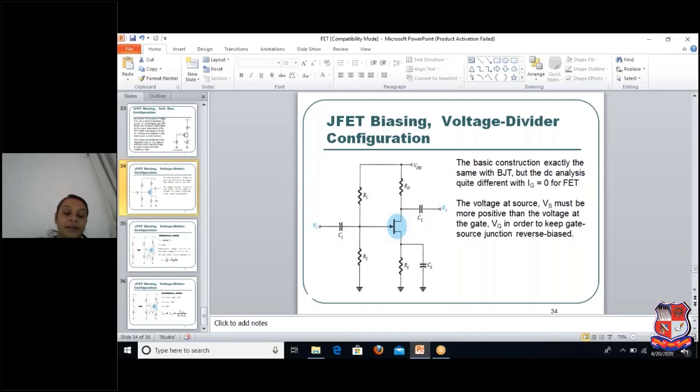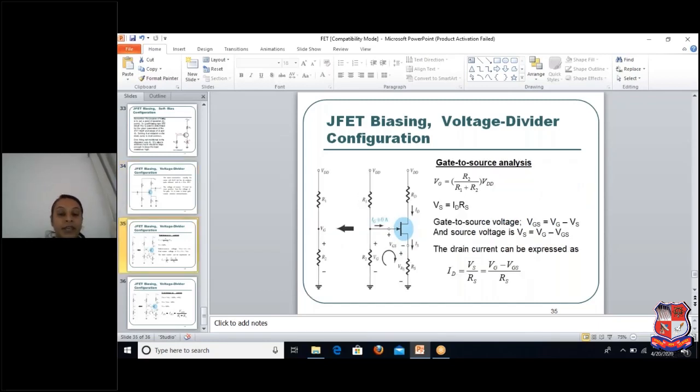Okay, here your input will be given to the first coupling capacitor and then goes to the base. Okay, so for that, what is the analysis? In the analysis, your gate voltage is across the RS. So your point becomes R2 upon R1 plus R2 into VDD. So your VS equal to ID into RS. Okay. So your gate to source voltage is VG minus VS, and from that you find the value of VS.